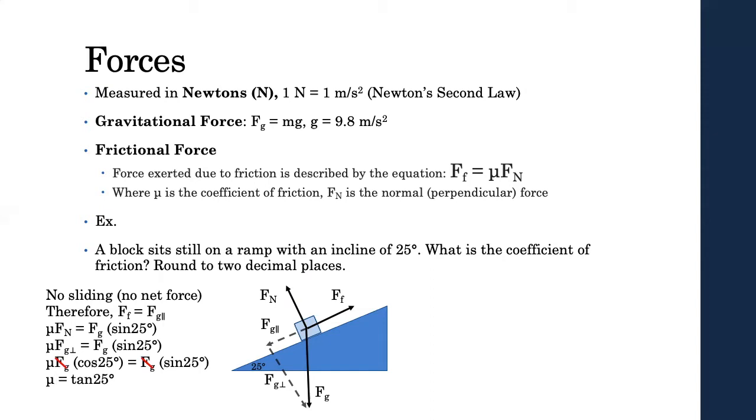And we're left with mu equal to tan 25. And how did I get tan? I said mu is equal to sine 25 over cos 25. Sine over cos is tan. That gives you 0.47.